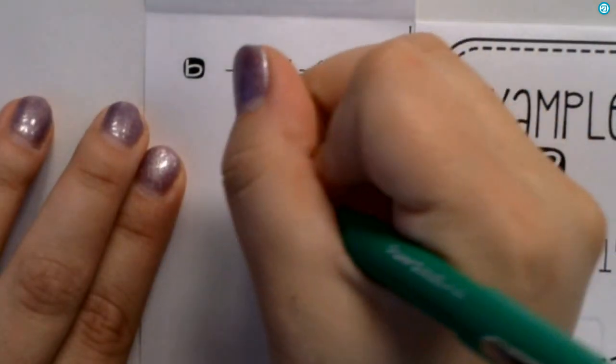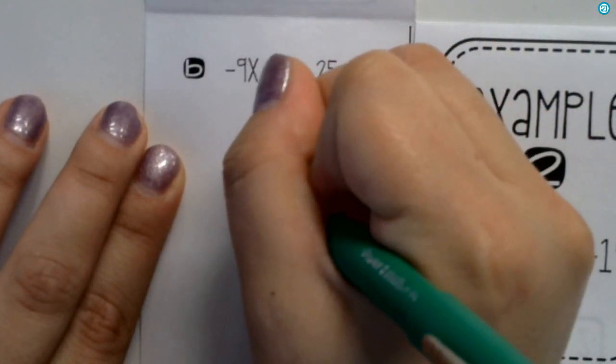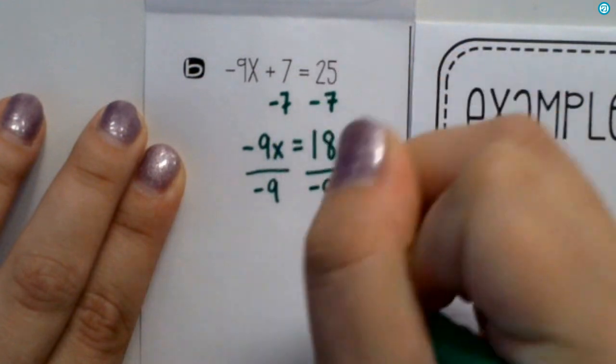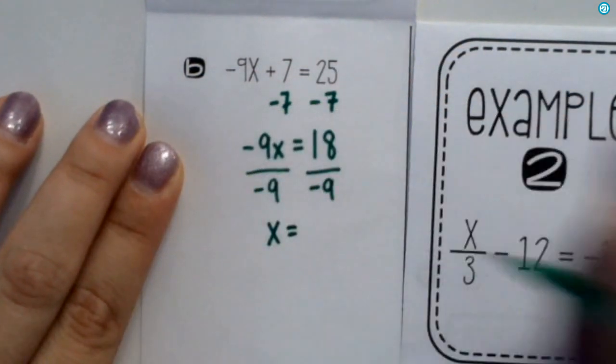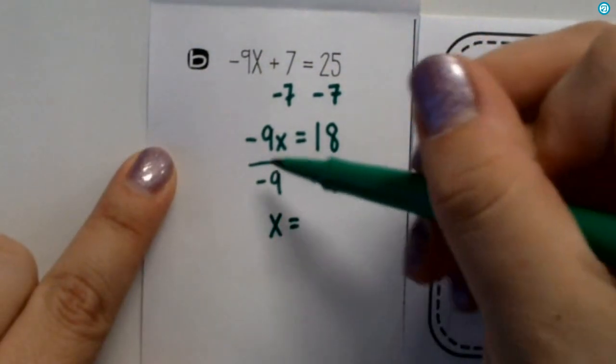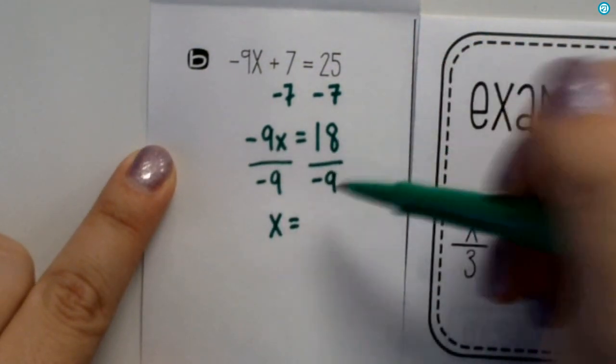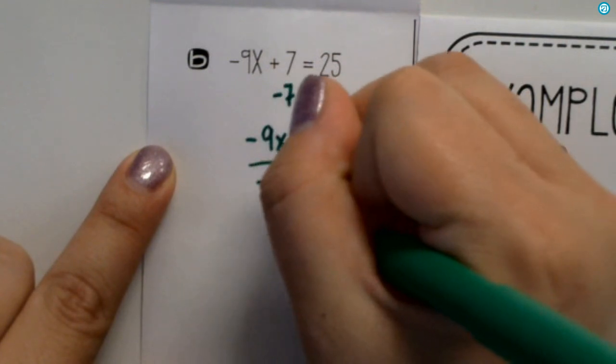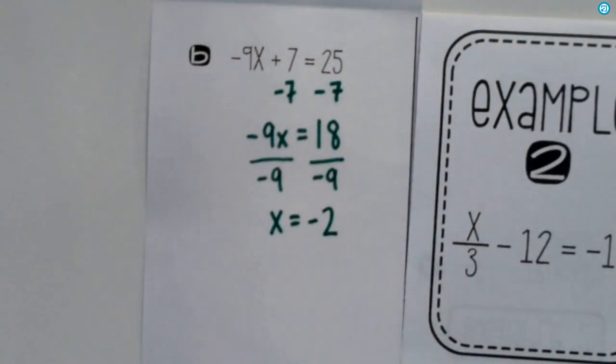Perfect. So Jasper's telling us we divide by negative 9. I agree. Once we divide by negative 9, these negative 9s cancel out, and then 18 divided by negative 9 is negative 2. So we get x equals negative 2. Any questions about that problem?